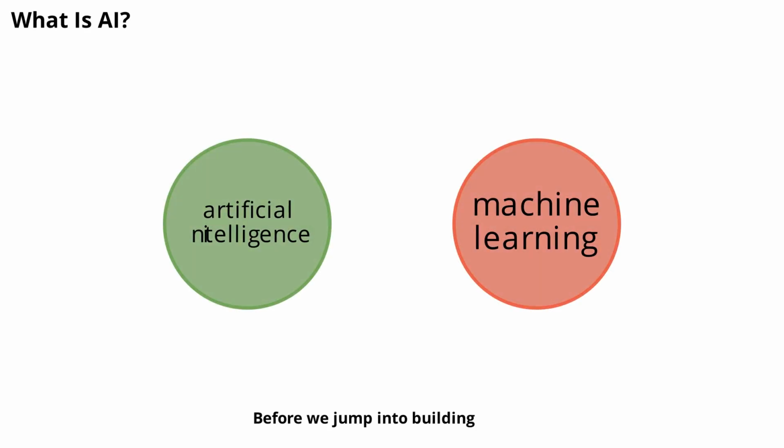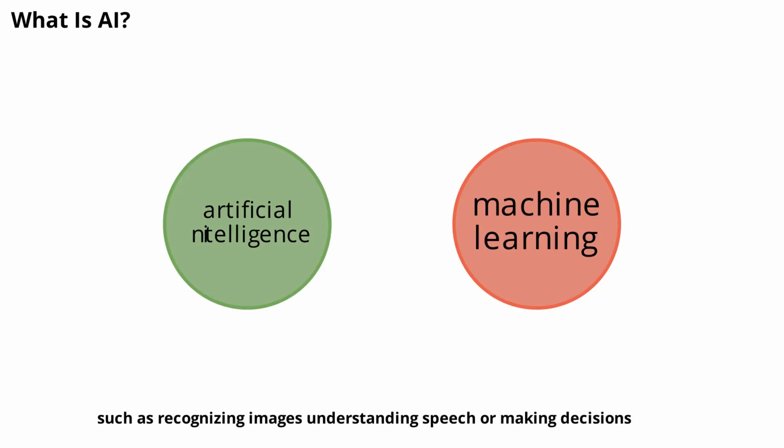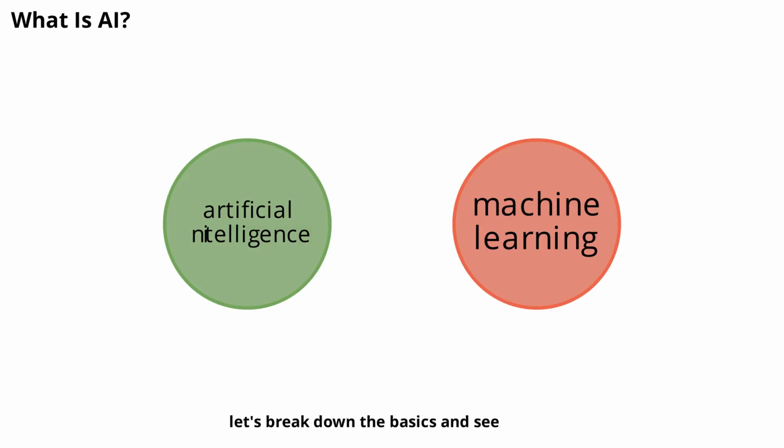Before we jump into building, let's clarify what artificial intelligence really means. AI refers to computer systems that can perform tasks typically requiring human intelligence, such as recognizing images, understanding speech, or making decisions. In recent years, AI has become more accessible thanks to user-friendly tools that don't require programming skills. Understanding this foundation will help you appreciate the power and potential of the model you'll soon create. So, let's break down the basics and see how AI is shaping the world around us.